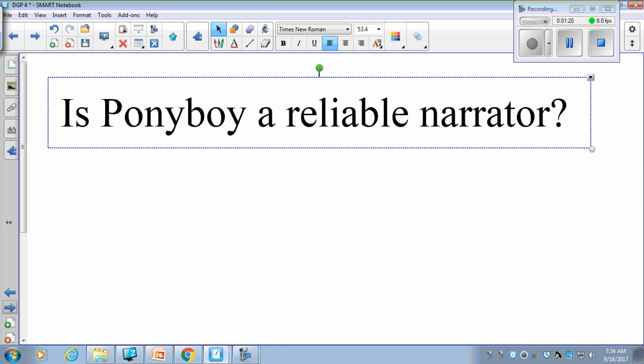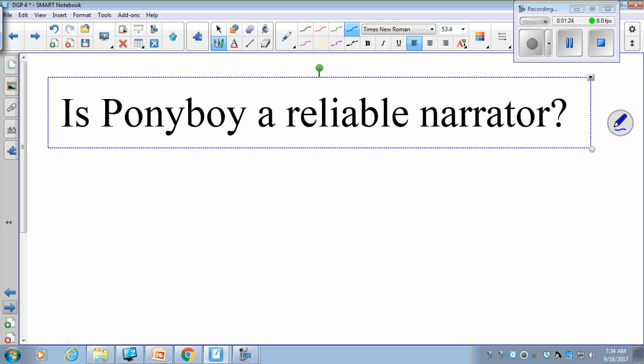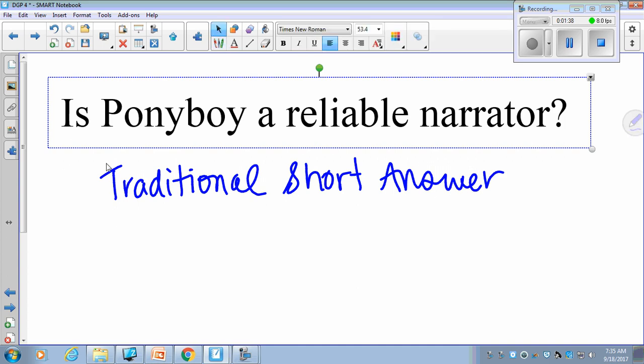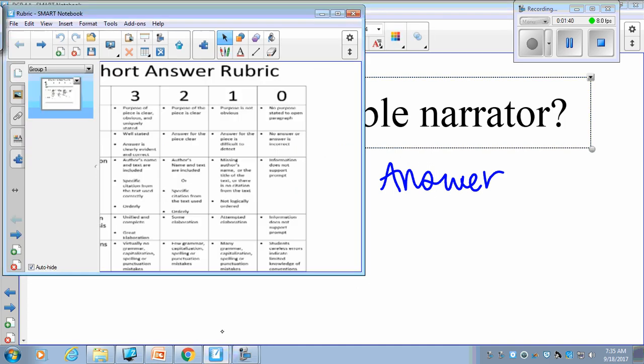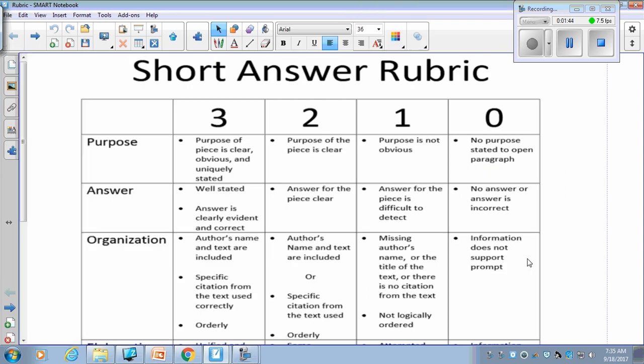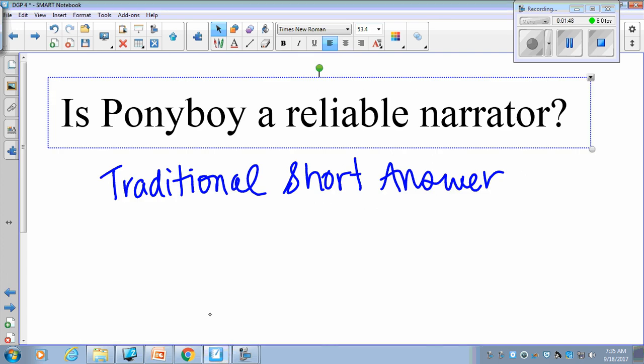Your first choice is to write a traditional short answer essay, just like you did. You are going to be using this short answer rubric that you are familiar with. So we're going to talk a little bit about how to be most successful with that.